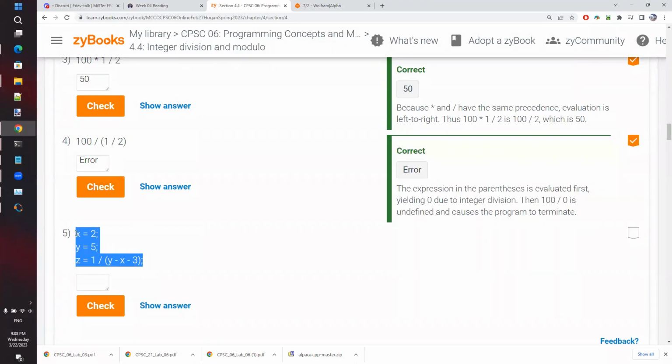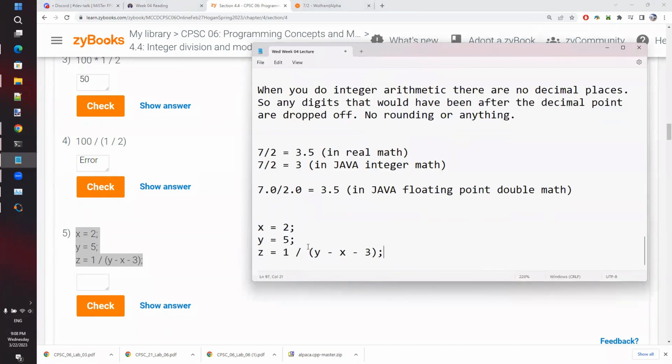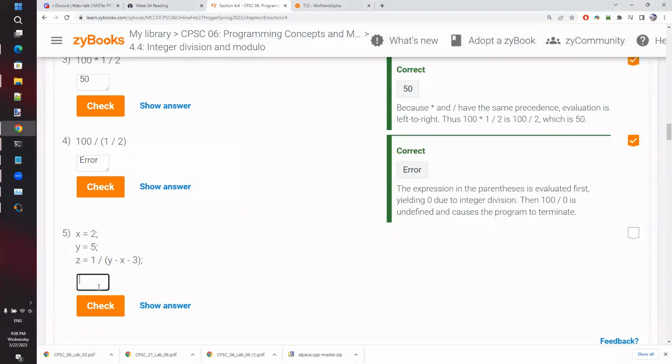All right, and this, you just kind of have to work your way through it. So put in the numbers. So in the third line, 1 over y is 5, so 5. X is 2, 2. So you have 5 minus 2 minus 3, which is 0. And then you have 1 over 0, which is error.